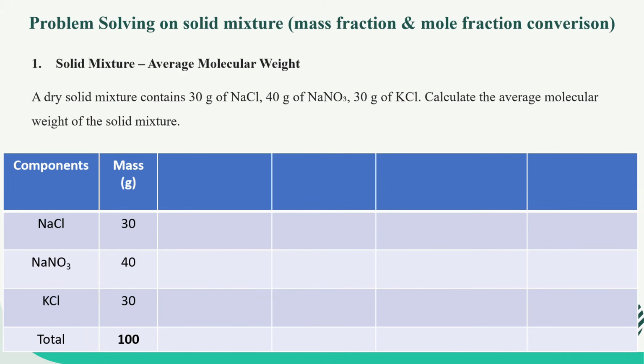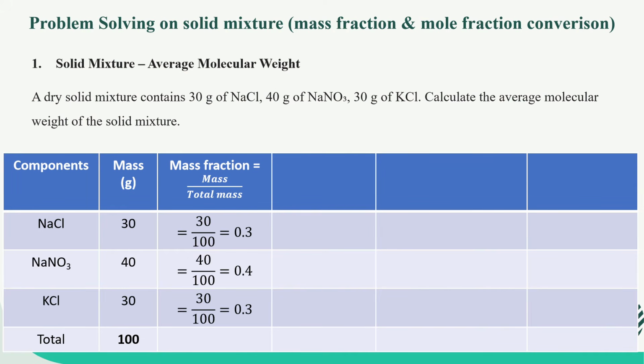Once I know the mass, I can find the mass fraction. Mass fraction is calculated as mass divided by total mass, where the total mass is the sum of all the masses. The individual mass is 30 in the case of NaCl, and we divide it by 100, the total mass, and get 0.3. Similarly, I do this for the other 2 components.